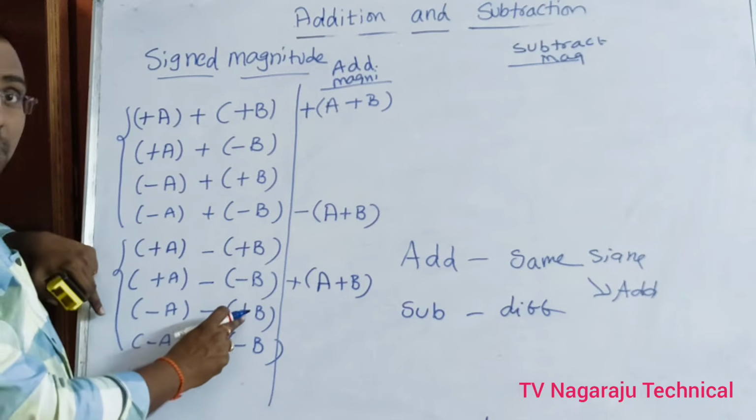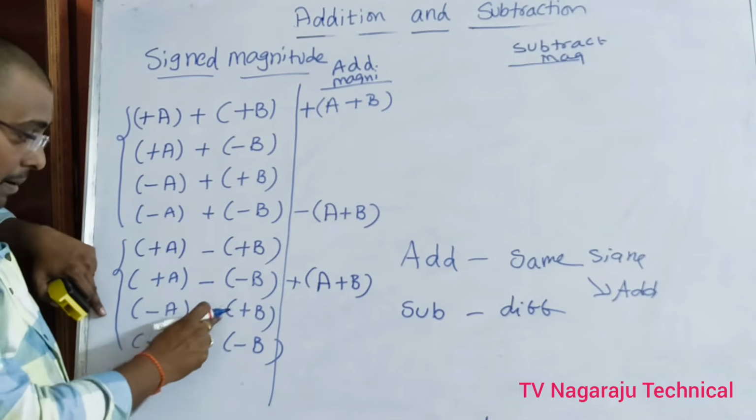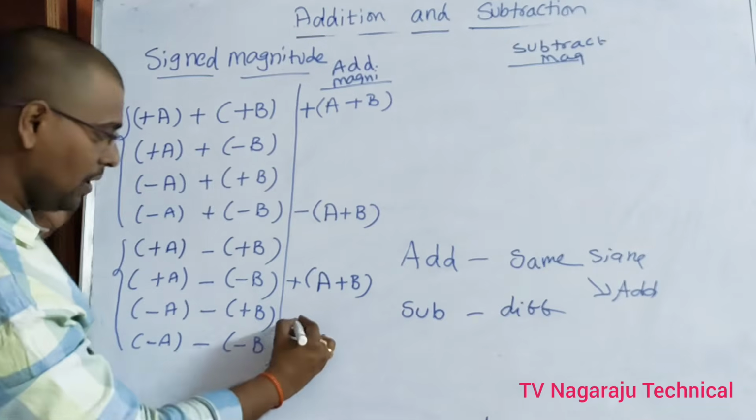Now minus a plus b, again minus a minus b. So minus of a plus b.